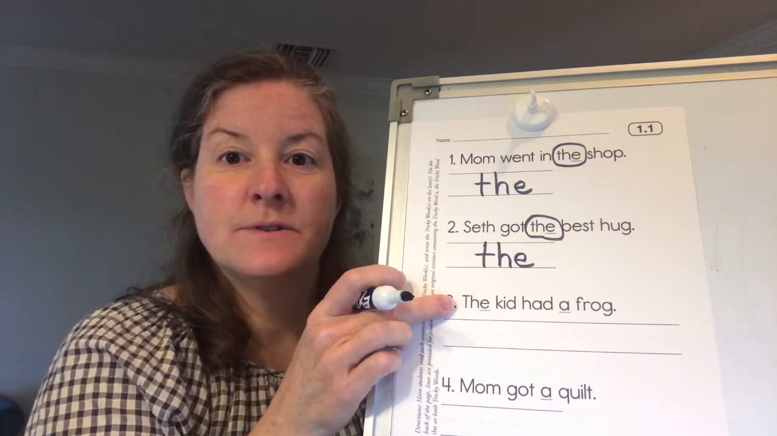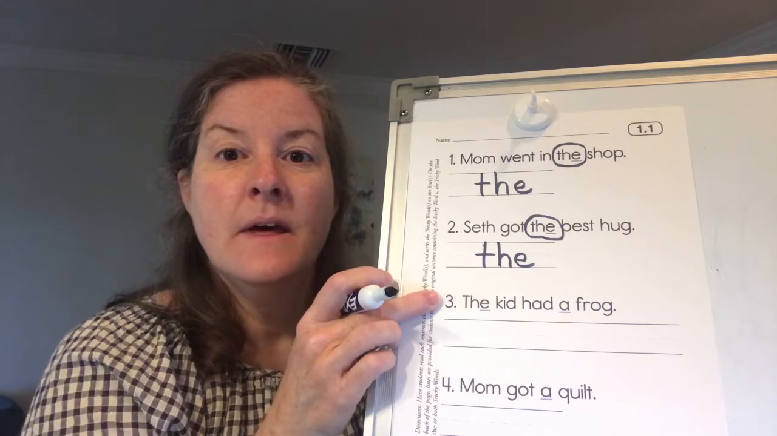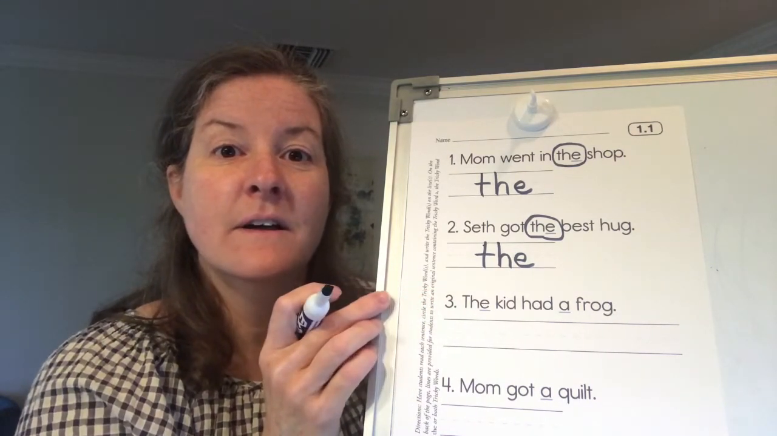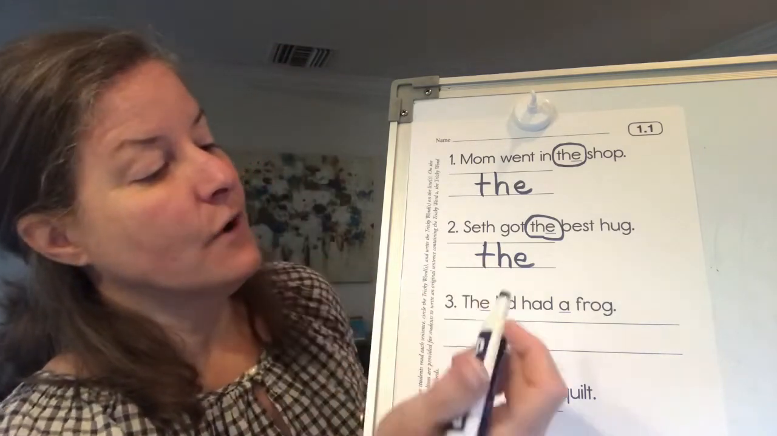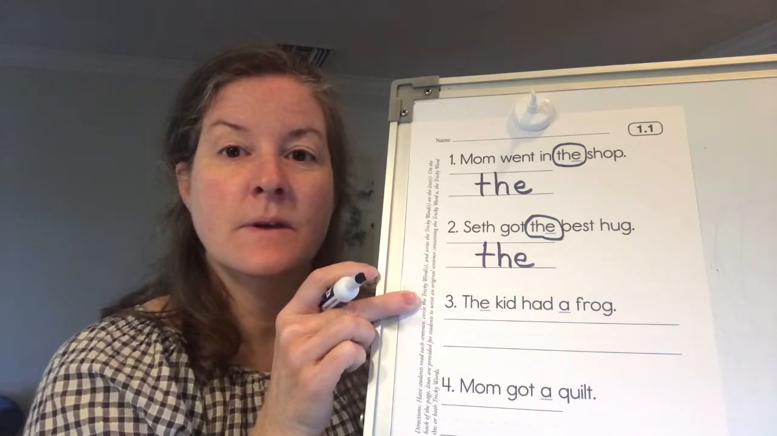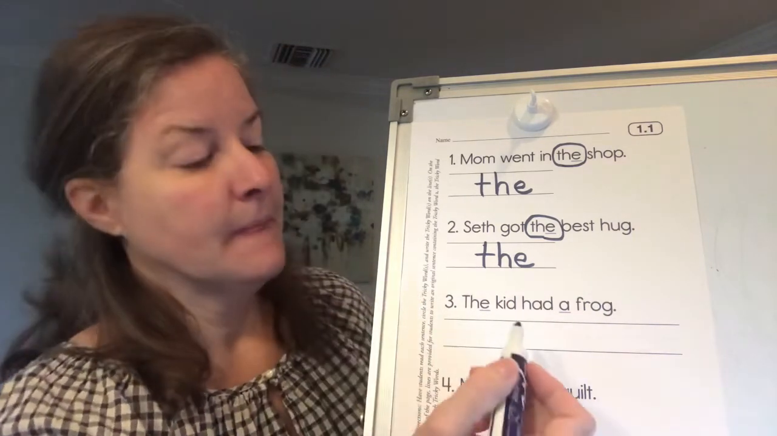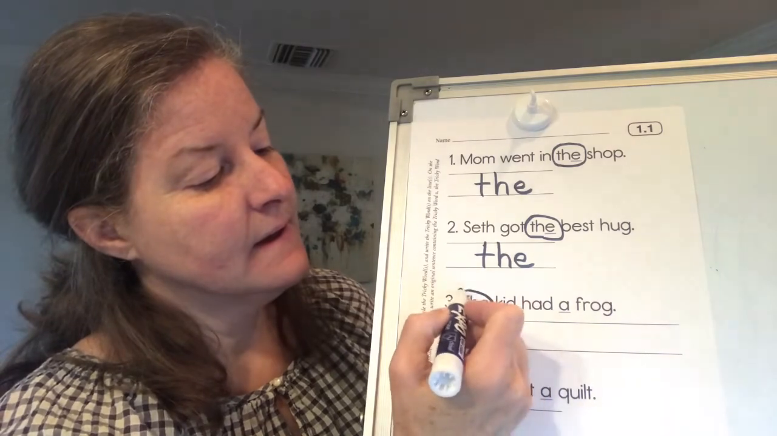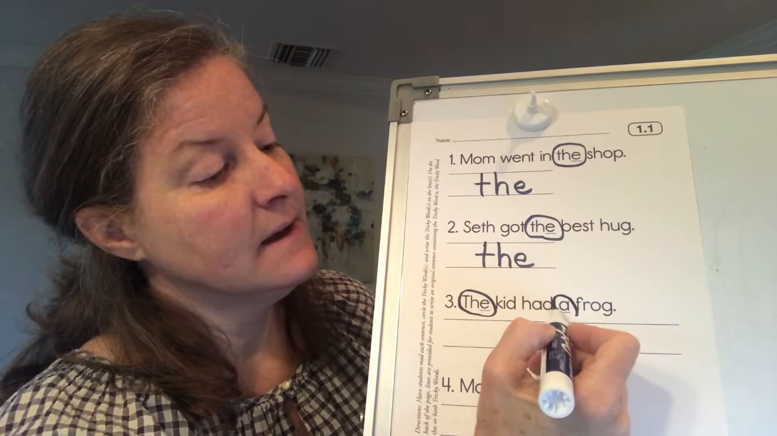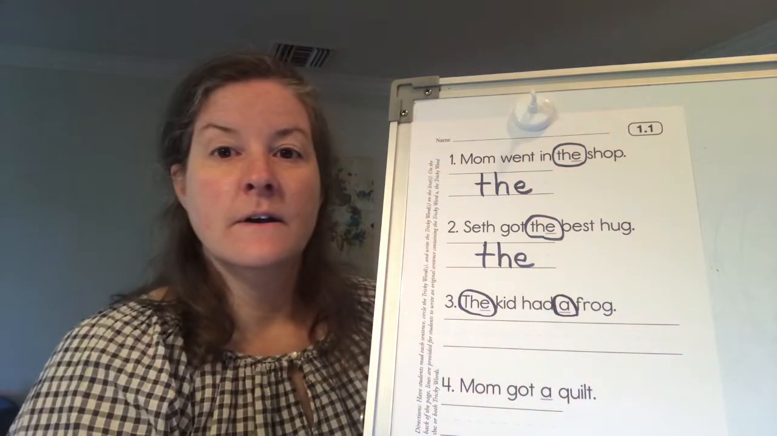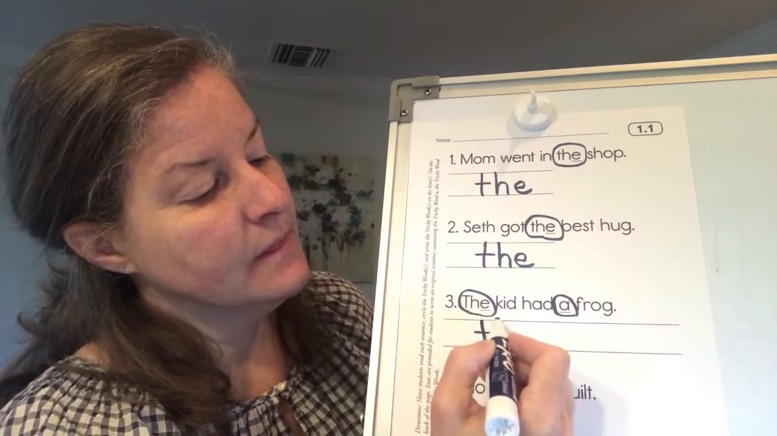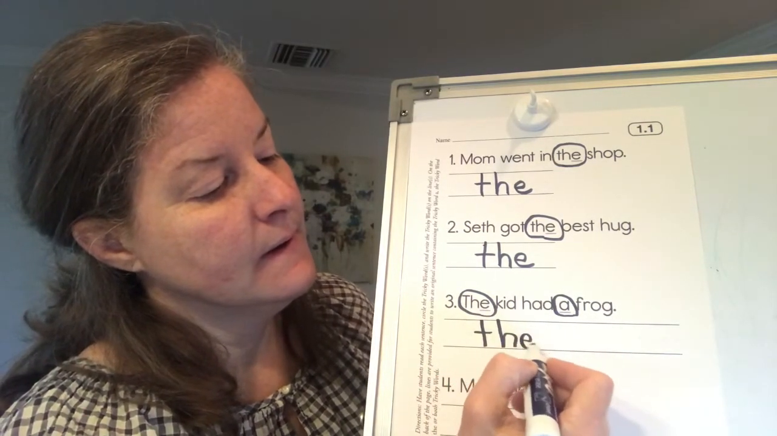Here we go. Let's do this one. See how many tricky words are in sentence number 3. The kid had a frog. The kid had a frog. Do you see more than one in that sentence? What do you see? I see the, kid had, I see a, frog. Now we circled 2, so we're going to write 2. The, and then a.